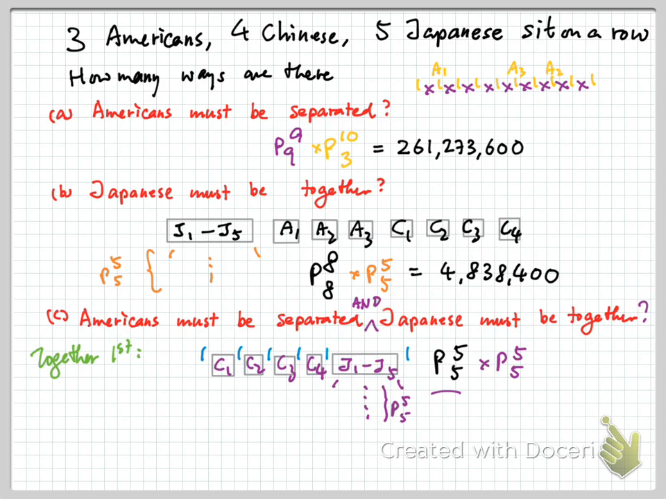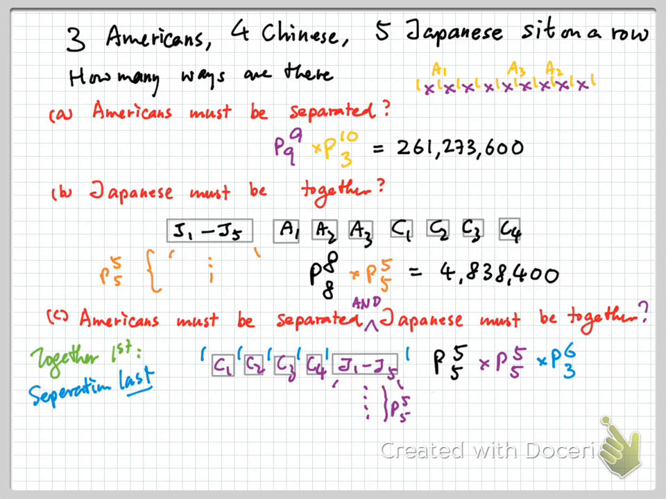Among these 6 tickets, you give 3 of them to the Americans. To do that, we have 6p3 ways. Now it's quite difficult to understand this question. You may want to rewind the video to think about that. Alright, the separation will be considered last.